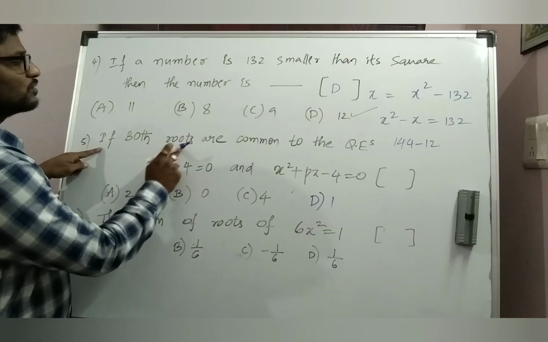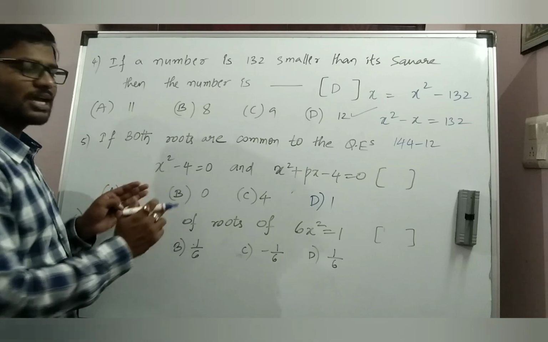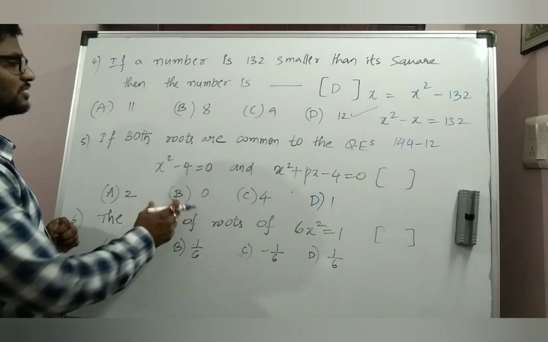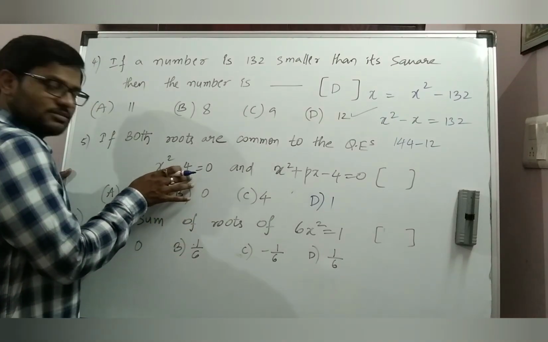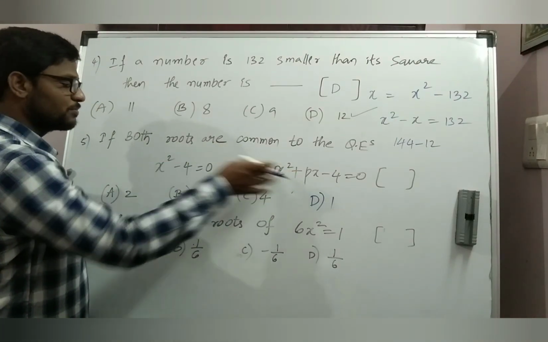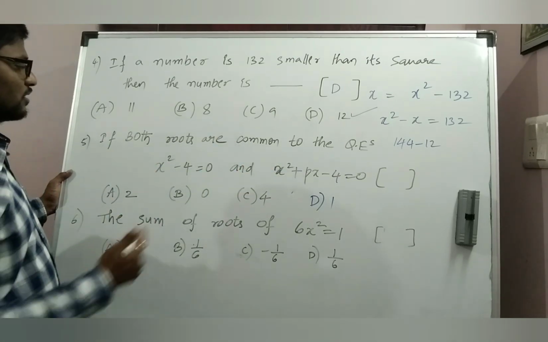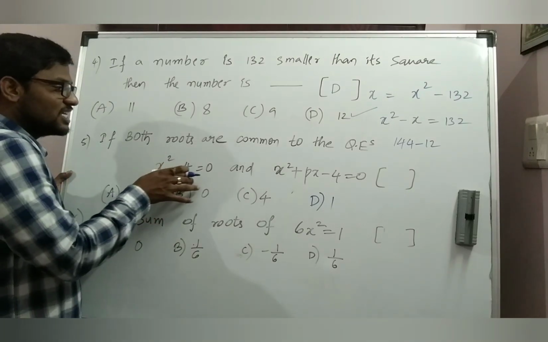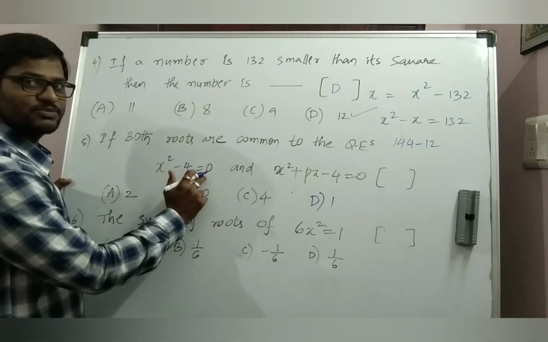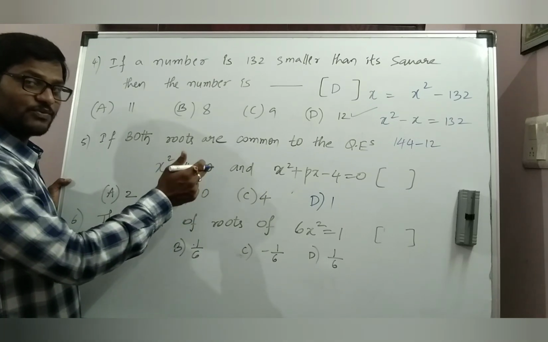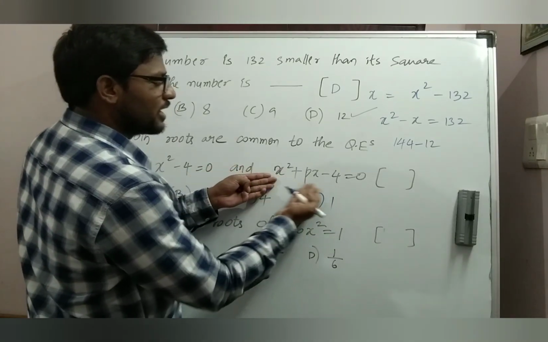Next, if both roots are common to the quadratic equations, see here, these both equations have the same roots, common roots, then what is the value of this p? See, the roots of this equation will satisfy this equation also because both are common. Now, if we substitute the root of this equation in this, we'll get p. What are the roots of this equation? X square minus 4 equal to 0, then x square equal to 4, x is equal to plus or minus 2. You can substitute plus 2 or minus 2 to get the value of p.